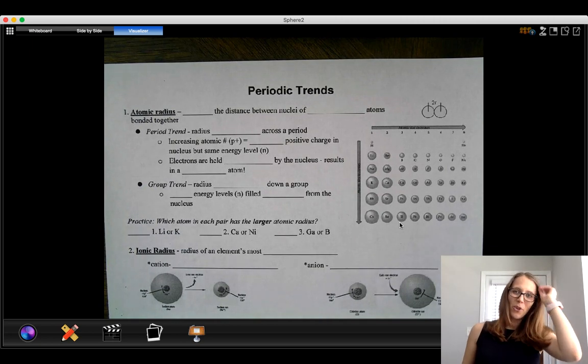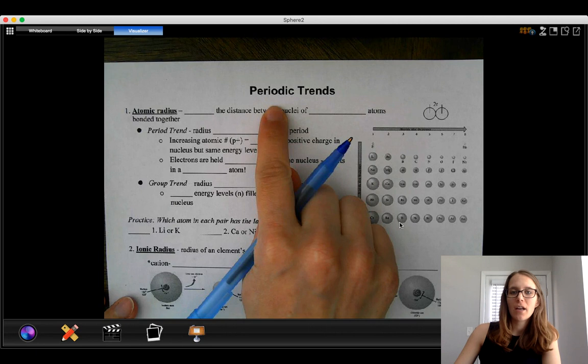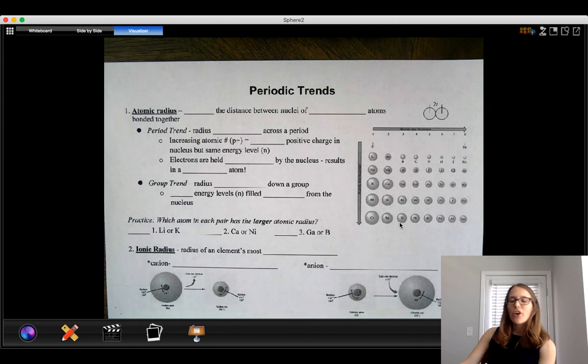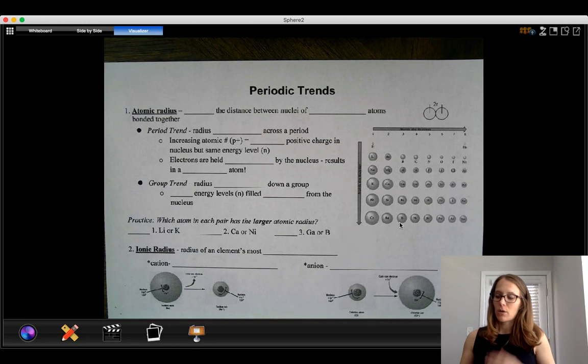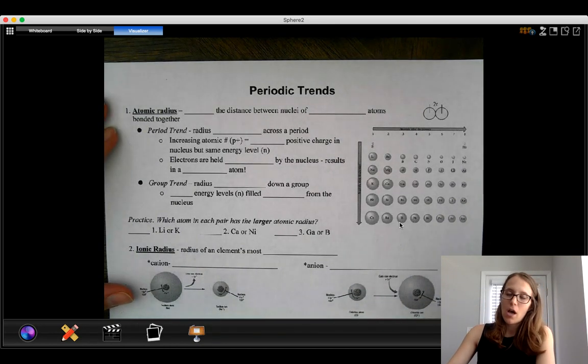All right, page number 3, we're going to start talking about periodic trends. So periodic trends are referring to patterns that occur on the periodic table, and there are 5 that we're going to look at. We're going to start with the first 2 on this page. So the first thing we're going to look at is called atomic radius.